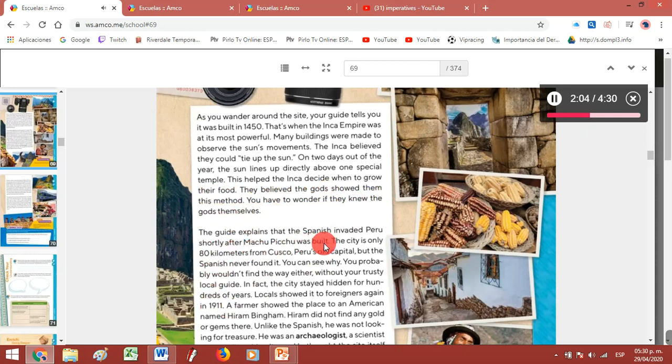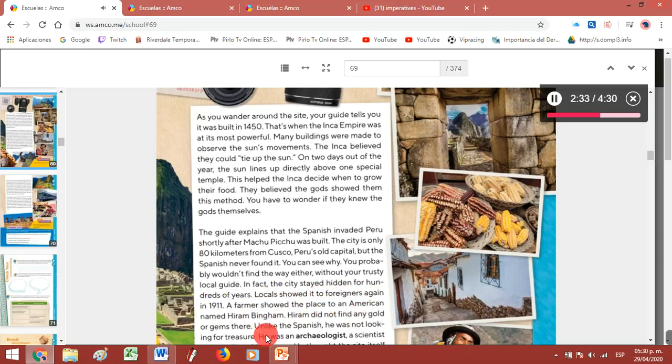The guide explains that the Spanish invaded Peru shortly after Machu Picchu was built. The city is only 80 kilometers from Cusco, Peru's old capital, but the Spanish never found it. You can see why. You probably wouldn't find the way either without your trusty local guide. In fact, the city stayed hidden for hundreds of years.